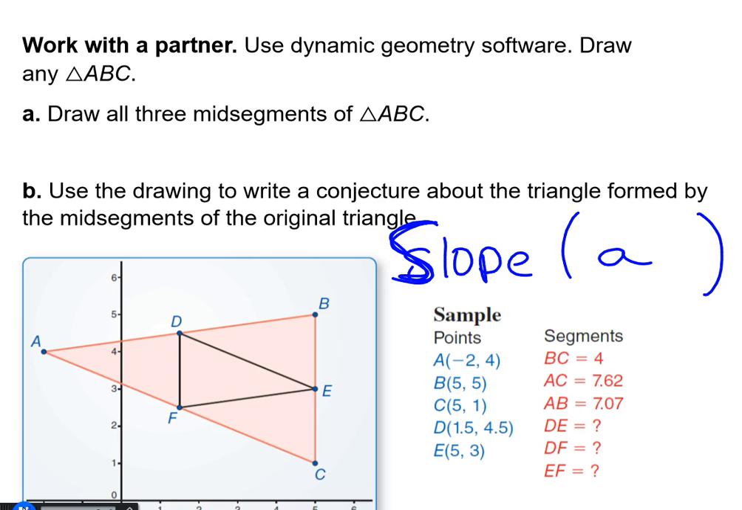You don't need to do that. You can just use the slope formula like we did, but take a minute here or a few minutes and play with the software and see if you come up with the same thing. Is your mid-segment half as long as the opposite side, and do they have the same slope?